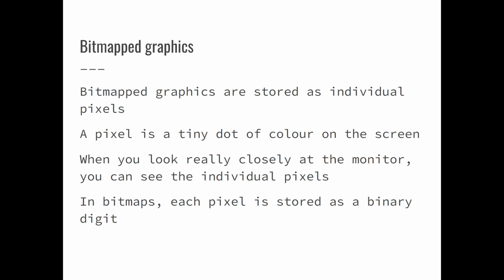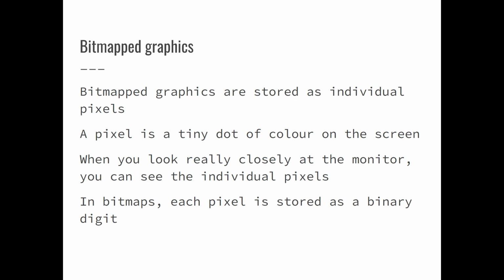So let's talk about bitmapped graphics. Bitmapped graphics are stored as individual pixels. If you look really close at the monitor, or if you used a magnifying glass, you would see these tiny little squares. They are the pixels. The smallest square that you have on your computer monitor, that is a pixel. The term pixel, P-I-X-E-L, stands for picture element. I don't know why X. Why is it not a P-I-C-E-L? I don't know. Picture element.